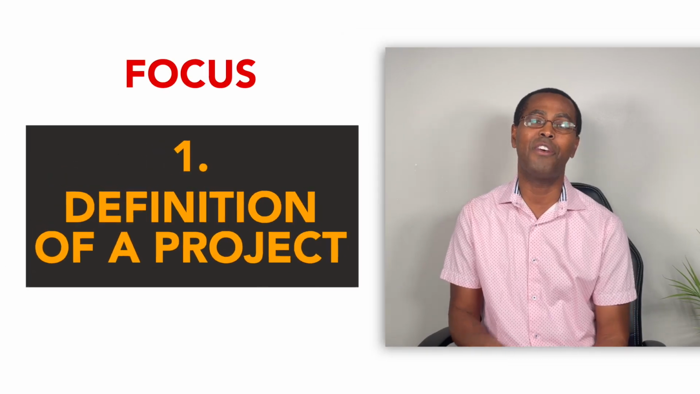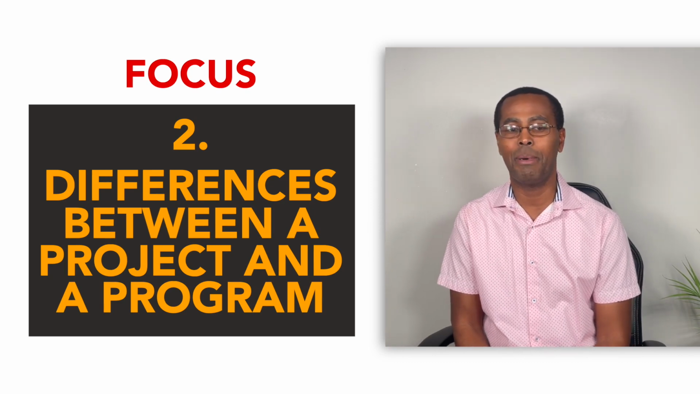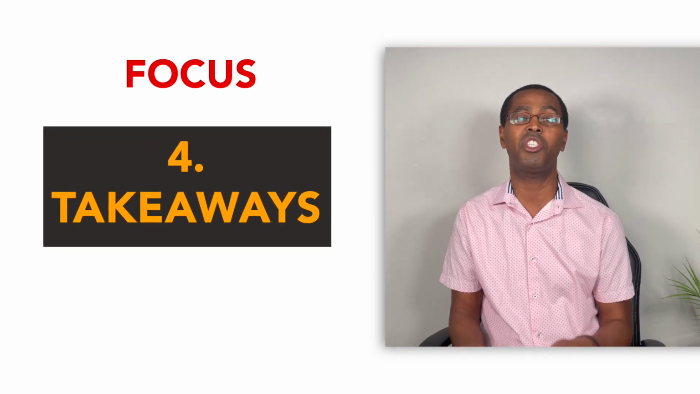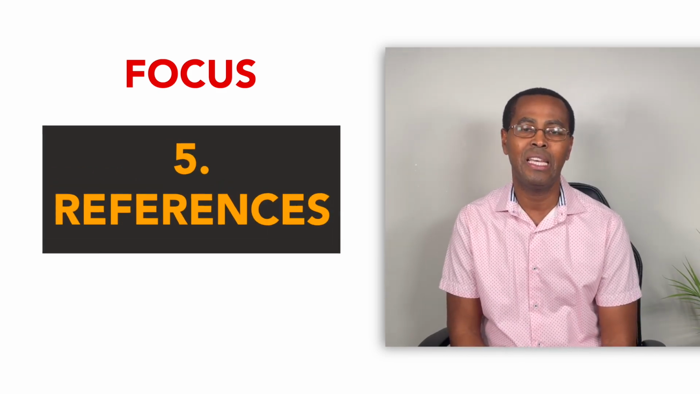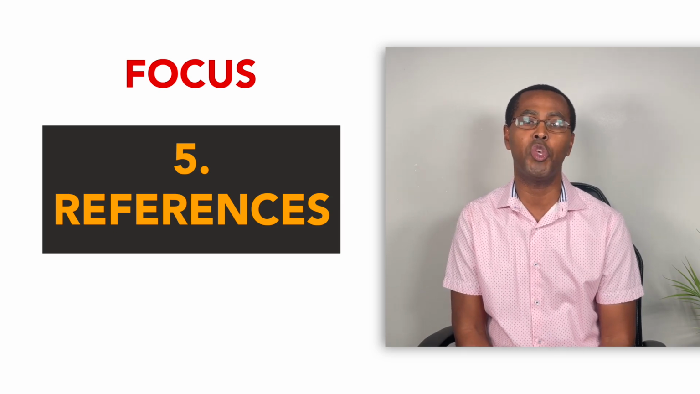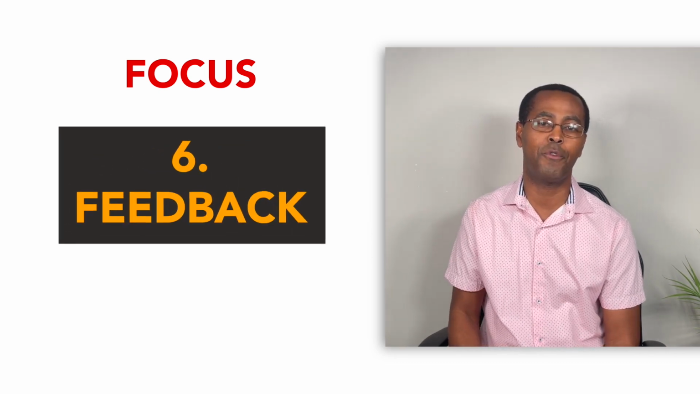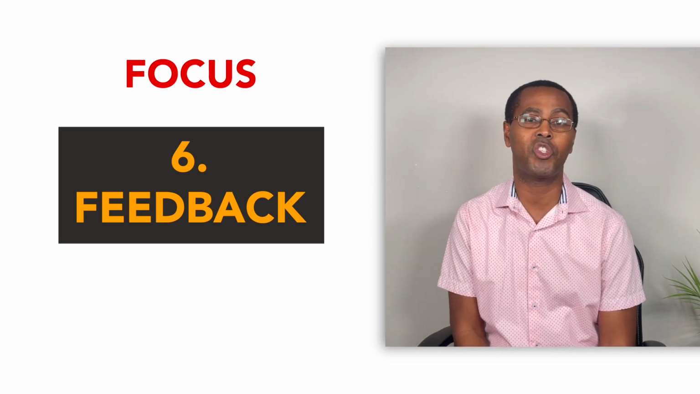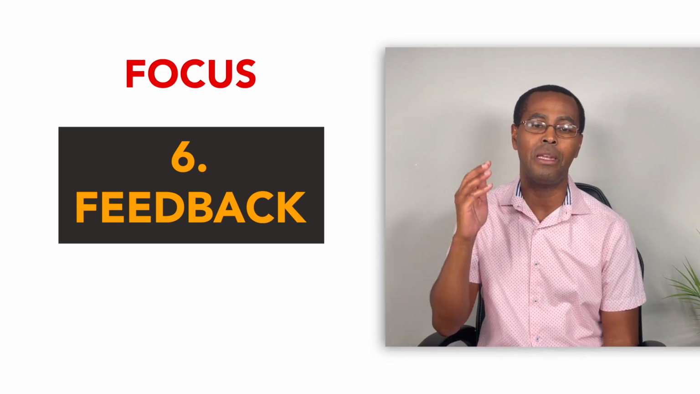Of course, every class has some objectives. Today, I will focus on 6 things. Number 1, definition of a project. Number 2, differences between a project and a program. Number 3, the project life cycle. Number 4, I'll give you the key takeaways, what you need to remember from today's lesson. Number 5, I'll give you some references, some books and materials that you need to make use of in this particular unit. And number 6, we will have time for feedback. However, you can stop me at any given moment and ask a question. You don't have to wait until the Q&A time.